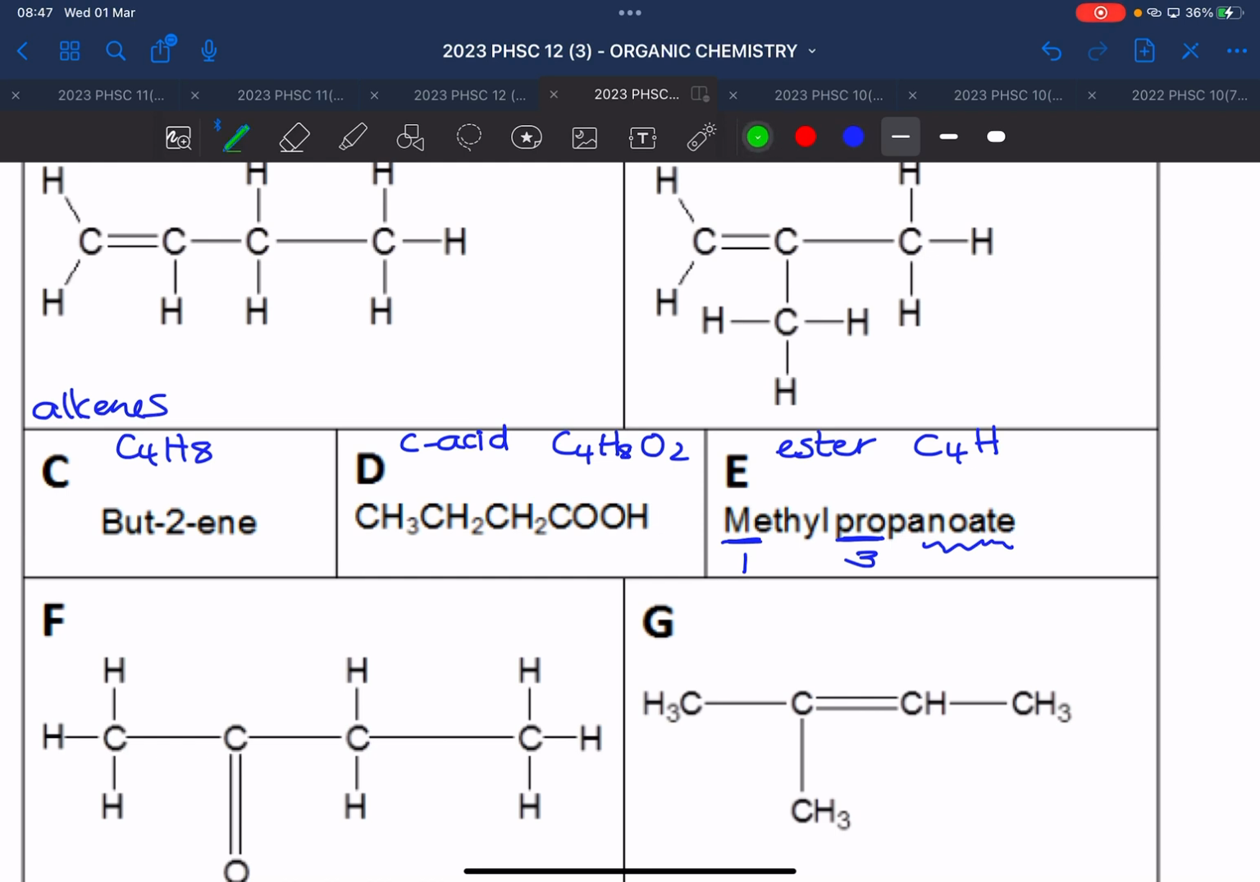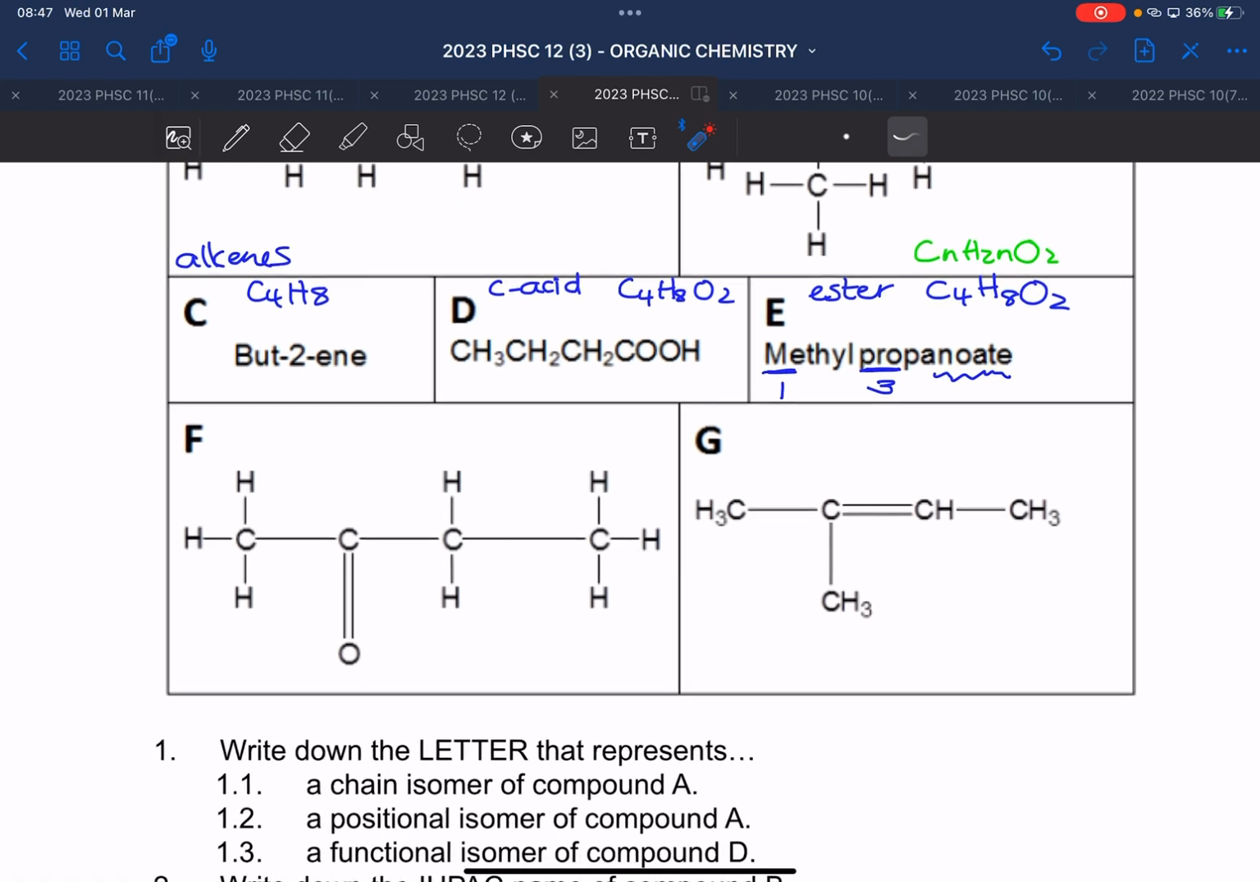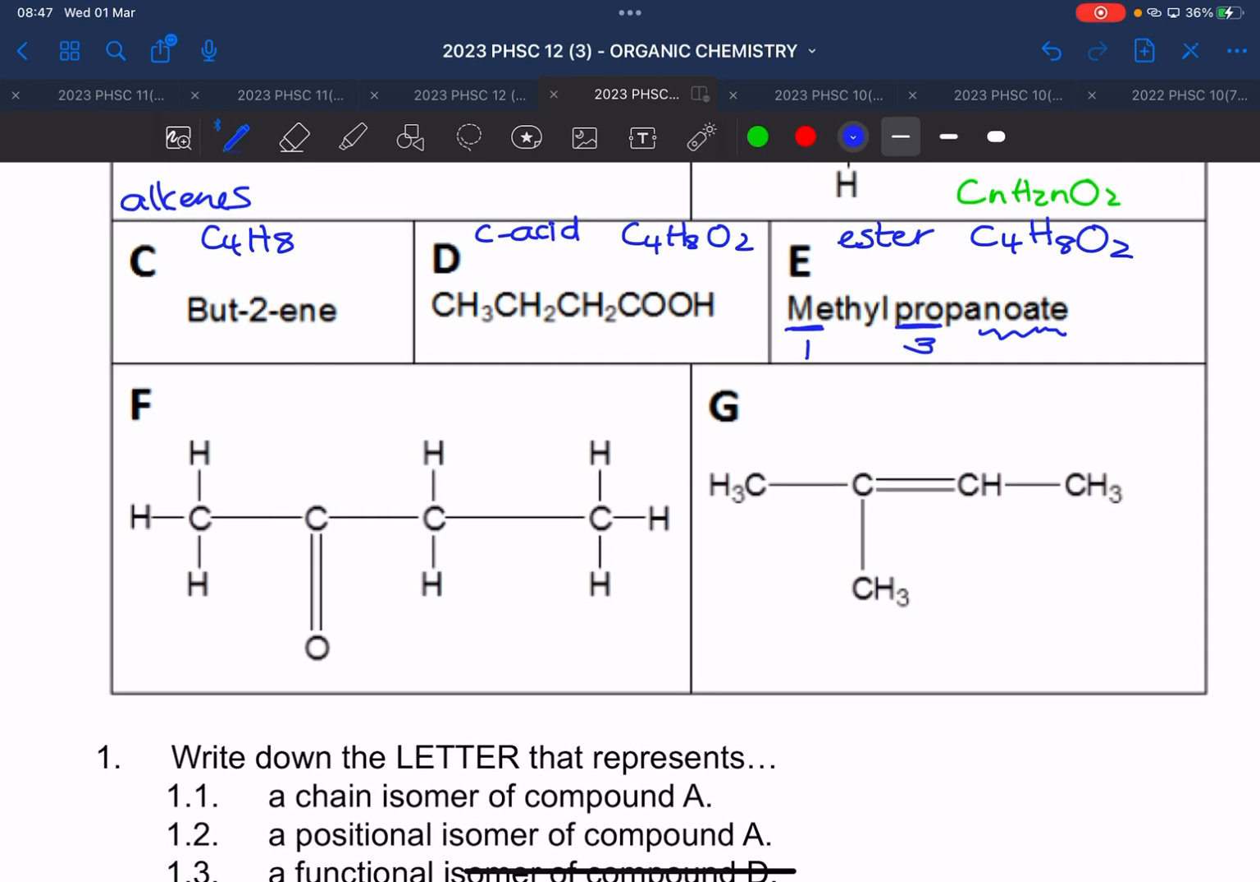The general formula is CnH2nO2. So what do we see about these two? Isomers. Alright. Then the next one, to which group does this belong to, Declan?